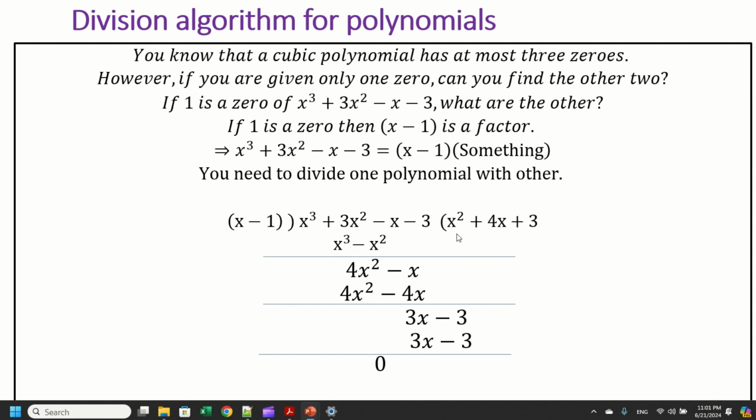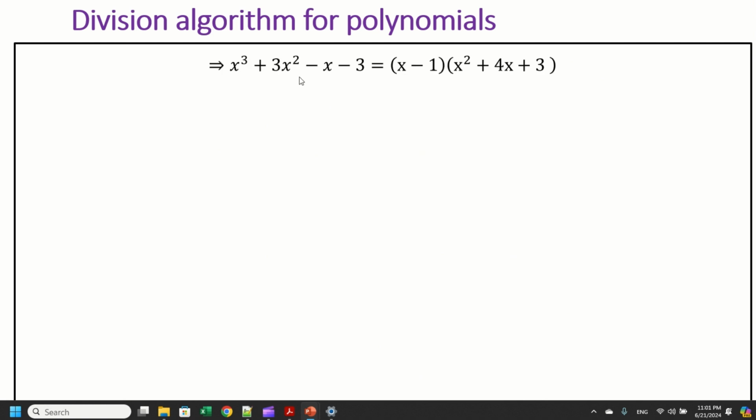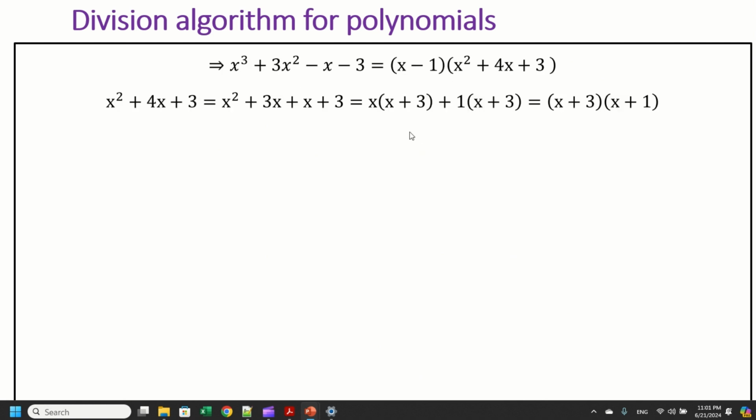Right? So this means the polynomial p of x, that is x cube plus 3x square minus x minus 3, equal to x minus 1 into x square plus 4x plus 3. Okay, how? If you see here, the quotient is x square plus 4x plus 3. Okay, so this is another factor, right? Because remainder is 0. Okay, so we can rewrite this this way.